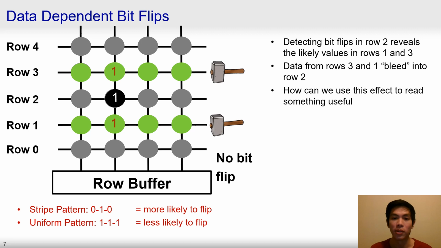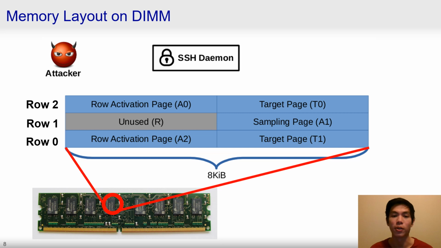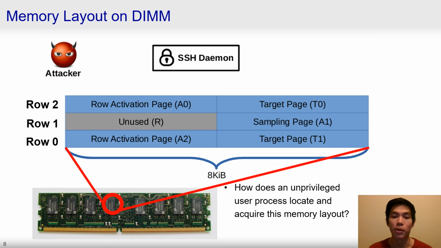The first challenge is for the attacker to acquire the memory layout shown here. Here we have three rows on a DIMM, and each column is a 4K page. The attacker wants to locate and acquire the memory in blue, which occupies three consecutive rows within a single bank on the DIMM. Remember, however, that the attacker is an unprivileged user process operating on a virtual address space, but needs to acquire memory that is arranged this way geometrically on the DIMM. To accomplish this, we developed an attack on the Linux memory allocator, which I will now describe briefly.